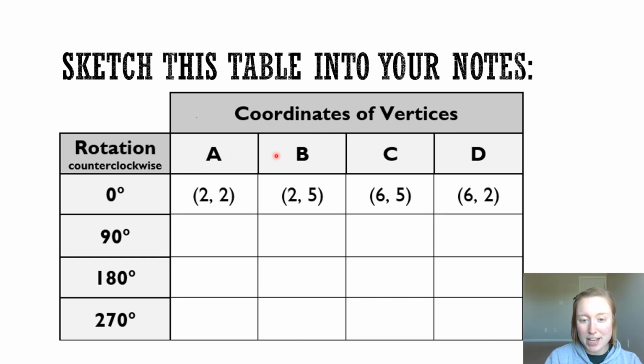Okay, so we have A, B, C, and D. And I wrote down exactly what I had on the last slide. You can go back if you need to. And then we're going to do some rotation. So our first rotation where we're starting is 0 degrees, right? We haven't rotated it at all yet.